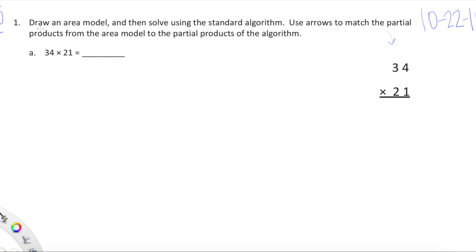So here in this first part, we're asked to draw an area model and then solve using the standard algorithm over here, and use arrows to match the partial products from the area model to the partial products of the algorithm. So I'm so excited about this lesson, you guys.